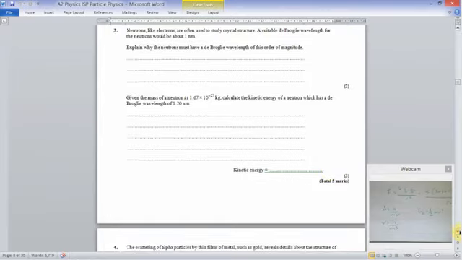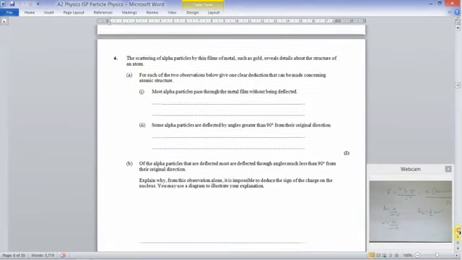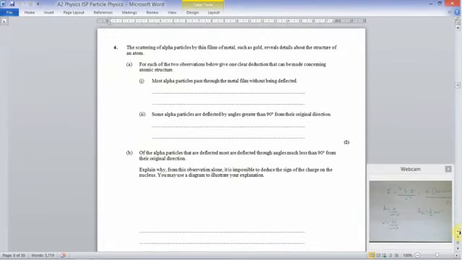Next question, question 4. This is a relatively long question, part of the ISP. So scattering of an alpha particle by thin films of metal such as gold reveals details about the structure of the atom. For each of the 2 observations, give one clear deduction that can be made concerning the atomic structure. So remember, there were 3 main observations, so they're talking about 2 of them here. Most of them went straight through, so that means most of the atom is empty space. Some alpha particles deflected by angles greater than 90 degrees from their original direction.